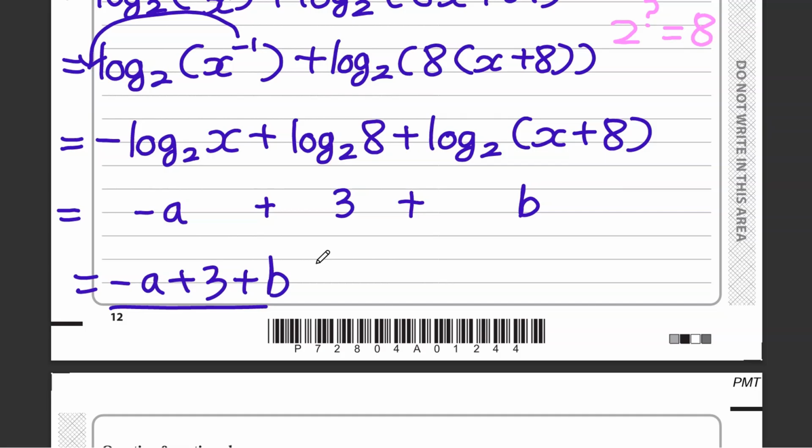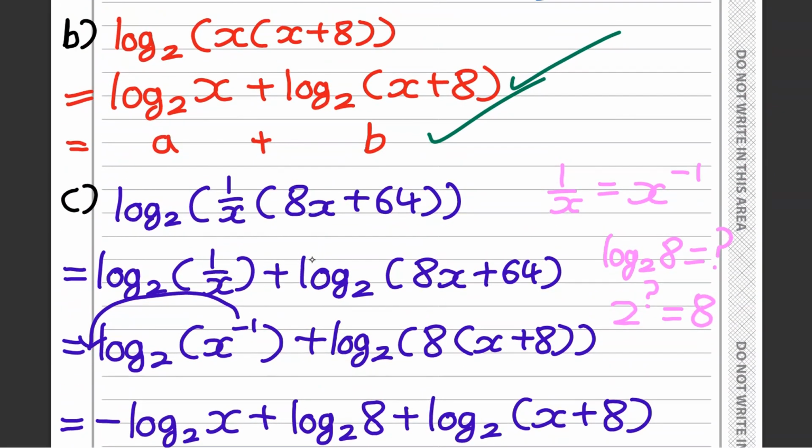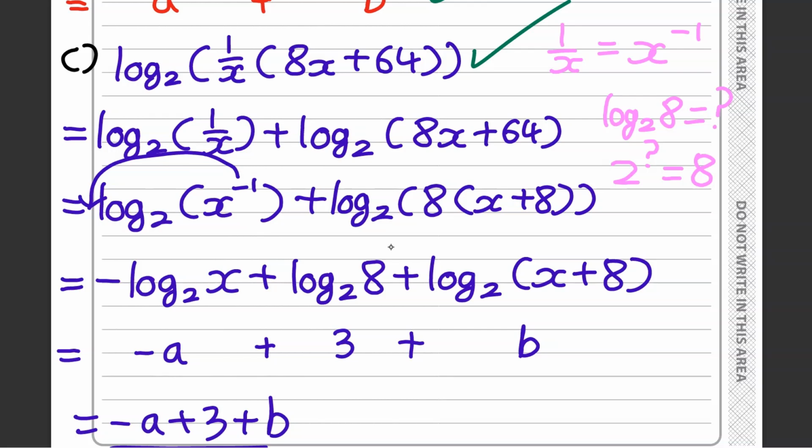To get the marks, you firstly have to realise this here. If you factorise out the 1 over x and you get this 8x plus 64, you get the second mark for getting this expression here, and then you get the third mark for getting this minus a plus 3 plus b.